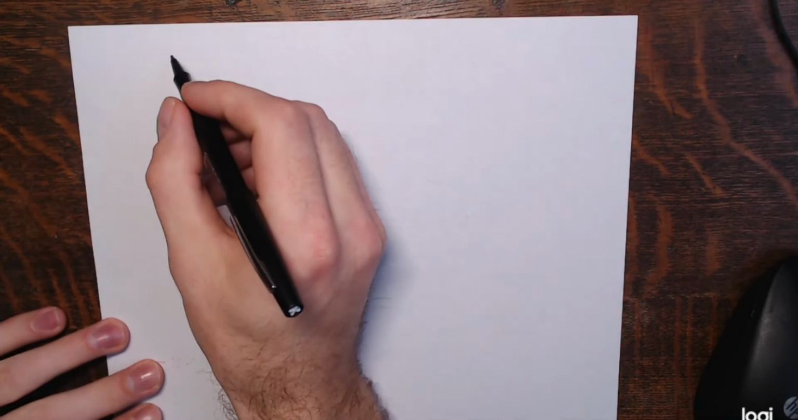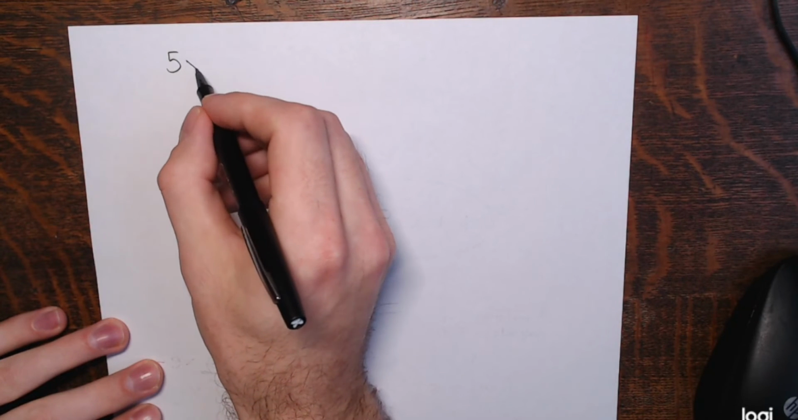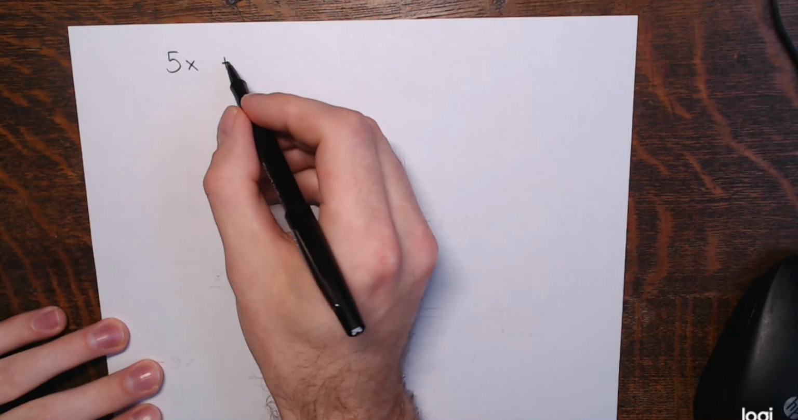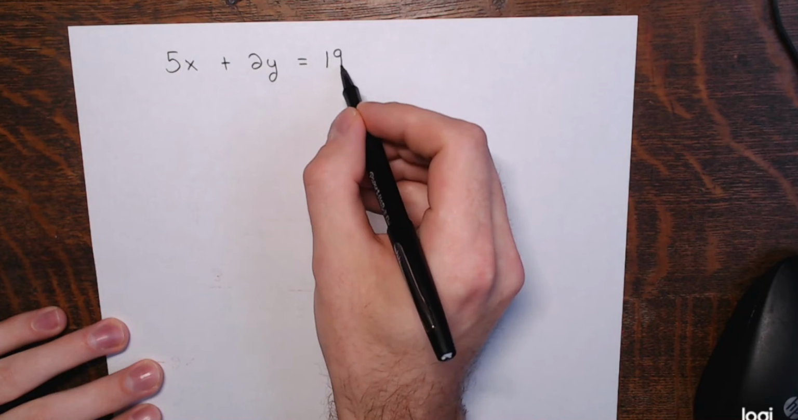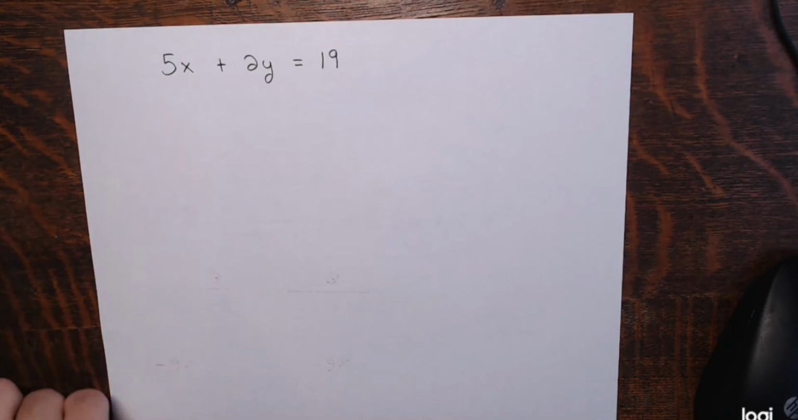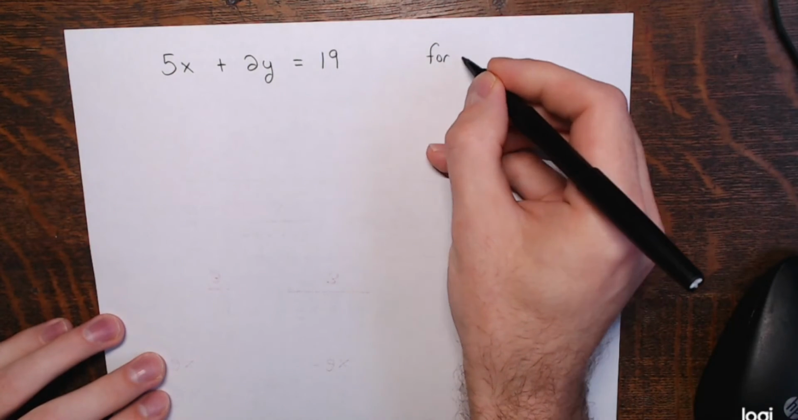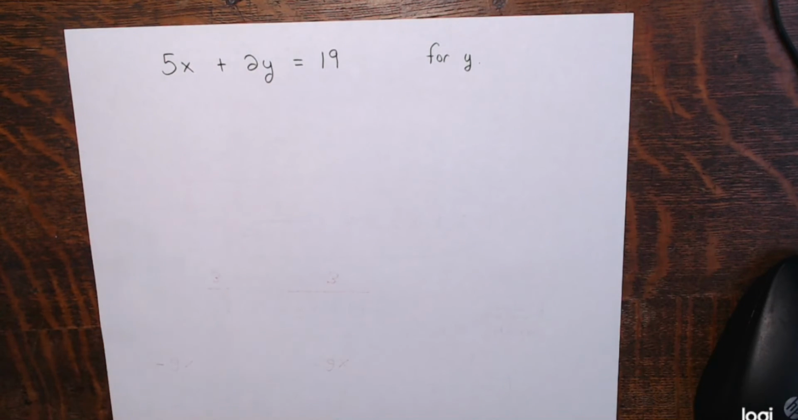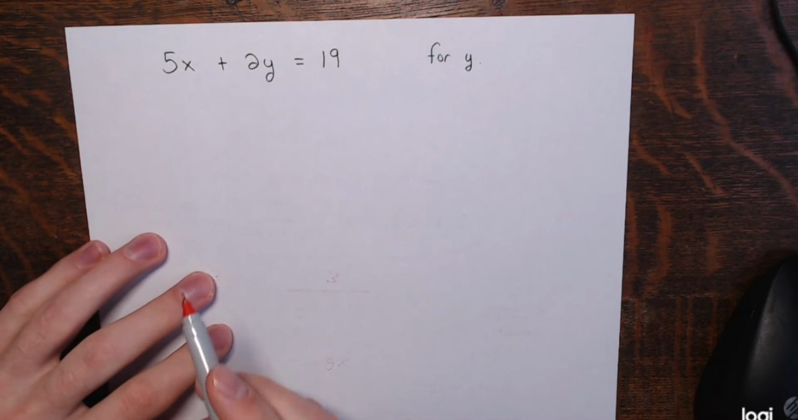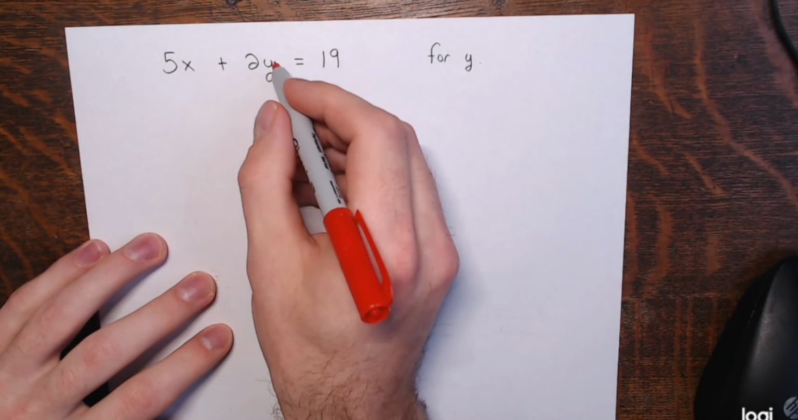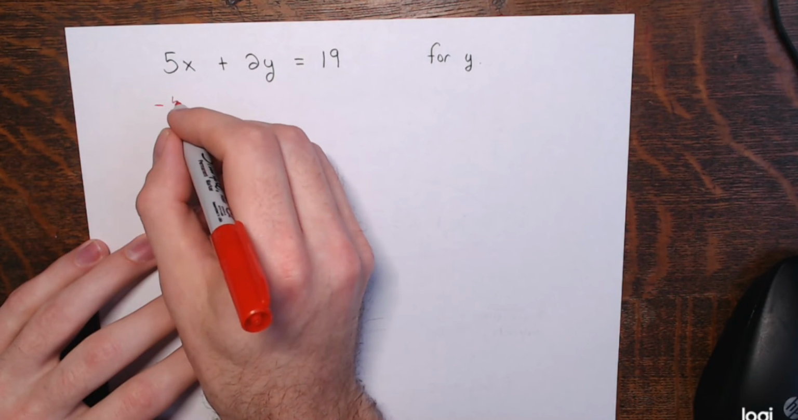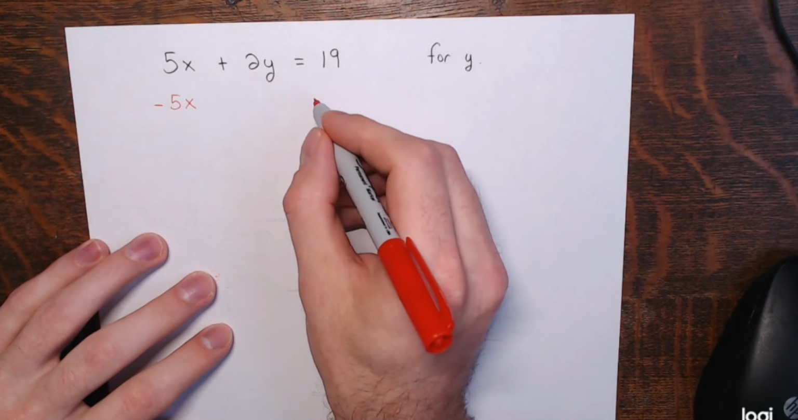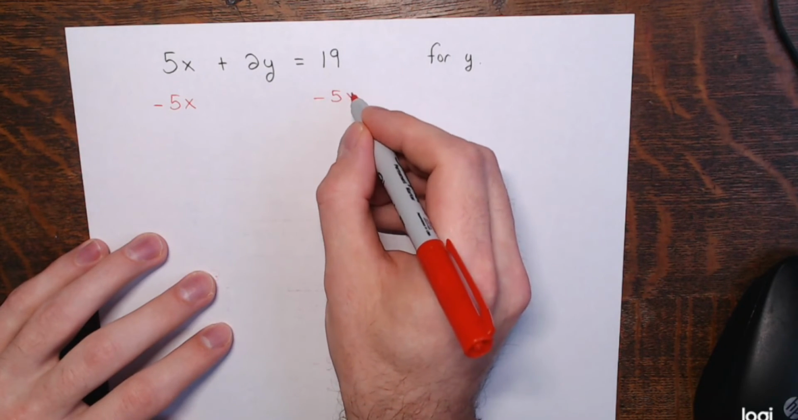The equation we're looking at is 5 times x plus 2y equals 19. And once again, I'm asked to solve for y. Pay attention, because if they said solve for x, I'd be doing something different. So this 2y term is already on the left side. I'm going to keep it there. So let's take away the x term. Subtract 5x from both sides.